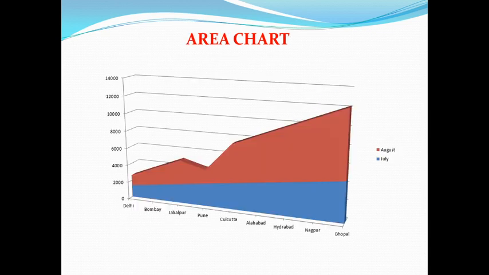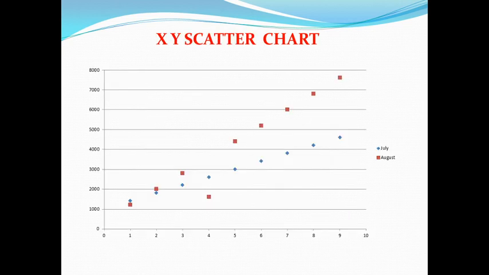Now let's see the next chart. It is the area chart. It is a unique version of a line or column chart. This type of chart has a greater visual impact than a line chart. It emphasizes the magnitude, that is the volume of change over time. By showing the sum of the plotted values, an area chart also displays the relationship of part to a whole.